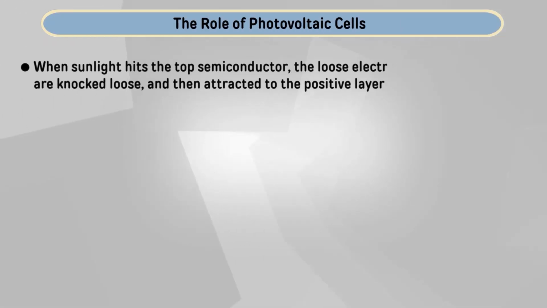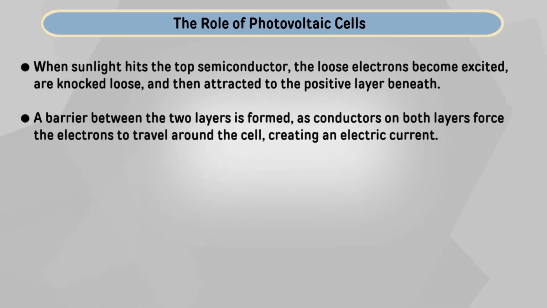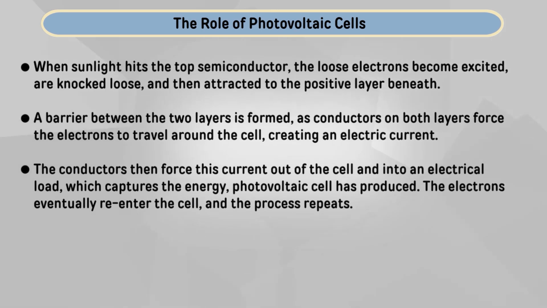So, when sunlight hits the top semiconductor, the loose electrons become excited and knocked loose, and then are attracted to the positive layer beneath, and the barrier between the two layers is formed as a conductor, or both layers force the electrons to travel around the cell, creating the electric current, and the conductors then force this current out of the cell and into an electrical load which captures the energy the photovoltaic cell has produced, and the electrons eventually re-enter the cell, and the process repeats.